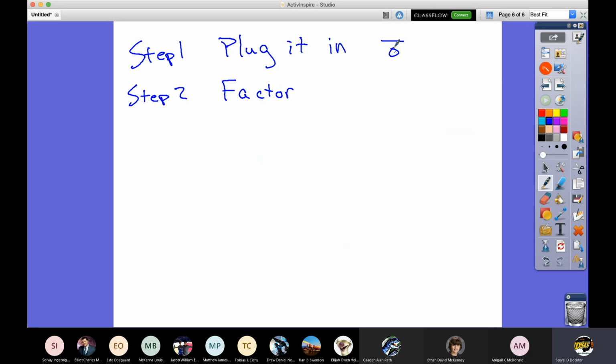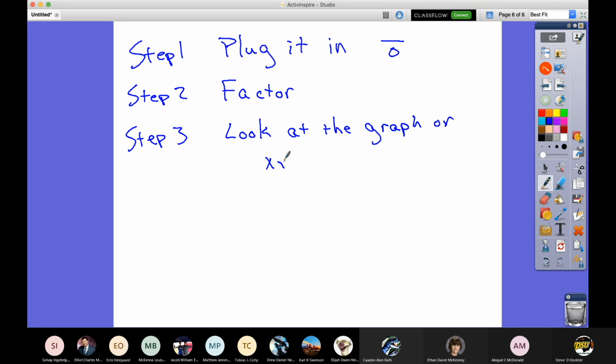If you still get something over 0, then step 3 would just be to look at the graph part of it. Look at the graph or the XY chart. So that's really, if you follow just those 3 steps, I think that's it for the most part.